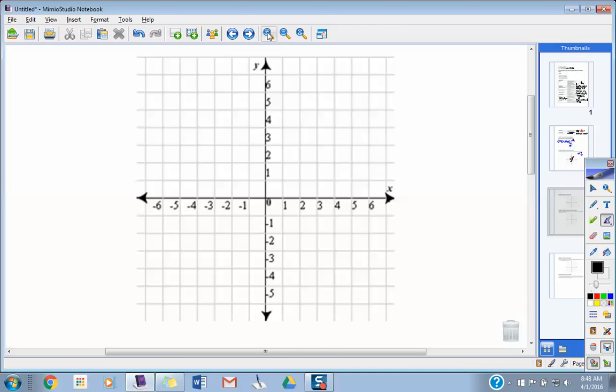Let's plot a right triangle right here. Let's pick the point -4, 4 here. Plot that. Left 1, up 4. Then let's go left 4 and up 7. Okay, and we'll draw this triangle. I'll do the best I can. You just do the best you can as well. And I'm going to label this triangle A, B, and C.